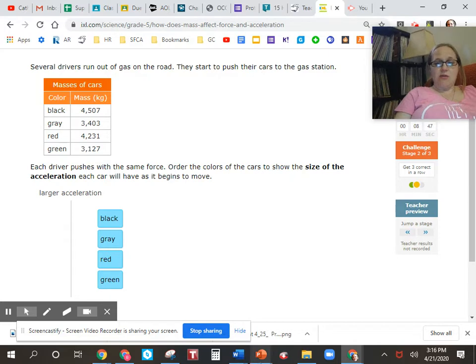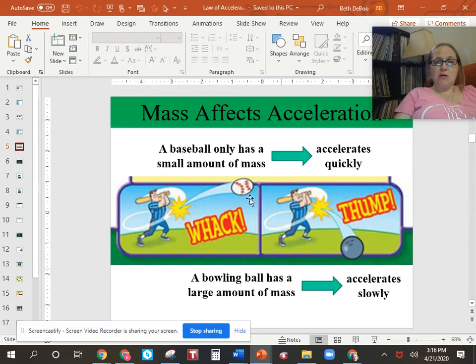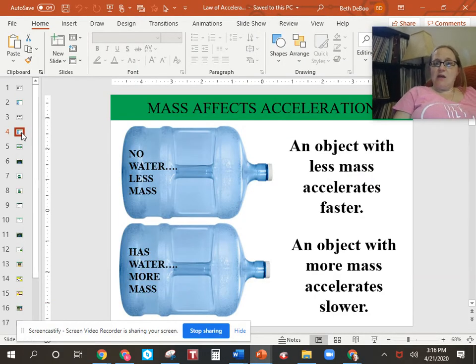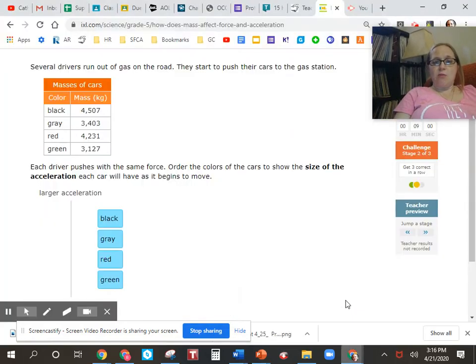So same idea. I can look back at my notes and remind myself. I like this slide. An object with less mass accelerates faster. An object with more mass accelerates slower. So I want to keep coming back to that slide to remind me what my rule is. Okay, so I'm going to see more mass accelerates faster. So I'm going to find the one that has more mass. That is the black car. Okay. The next one would be the red car. The one after that would be the gray car. And then the green car.